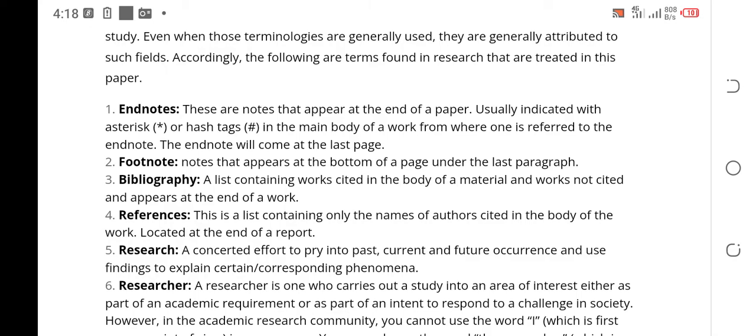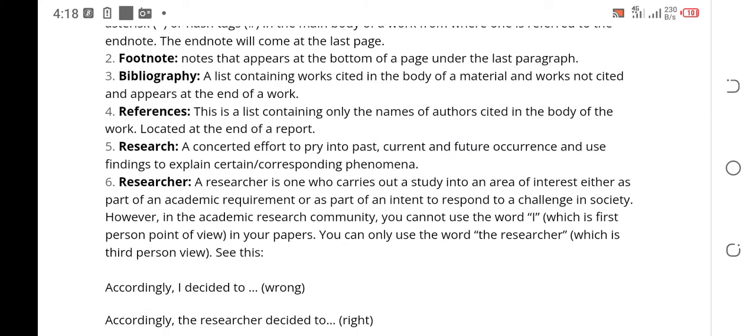Then 4 is references. References and bibliography are the same thing, but the small difference is that only authors that you cite will appear in your reference list. Authors you did not cite in the work, even if you read their textbook and took some information, you cannot cite them. That is the difference.